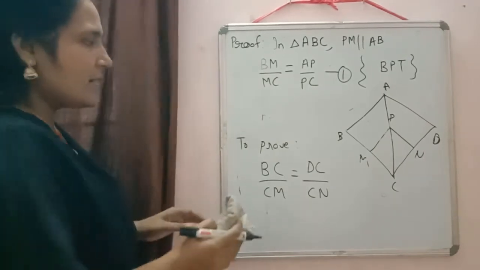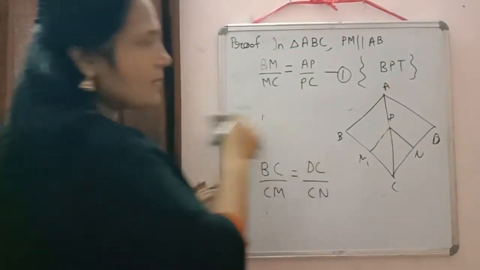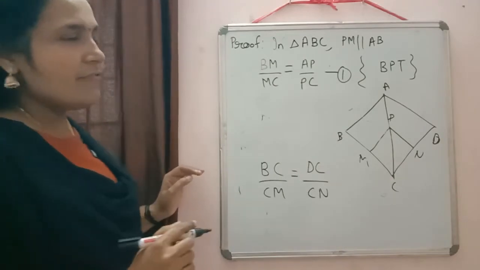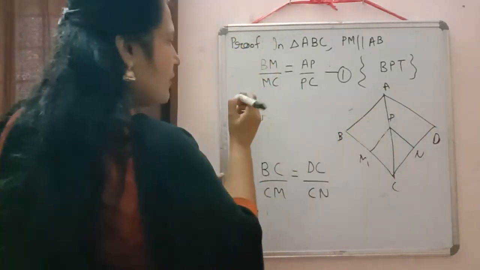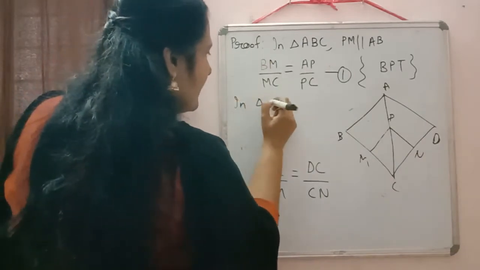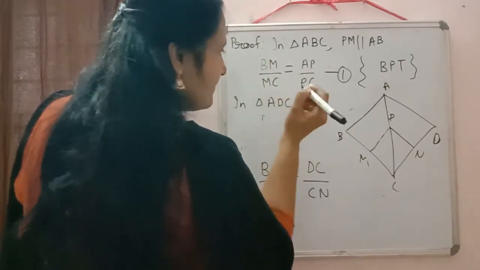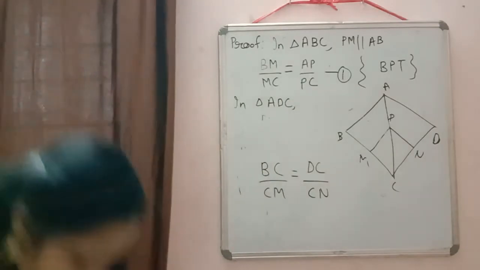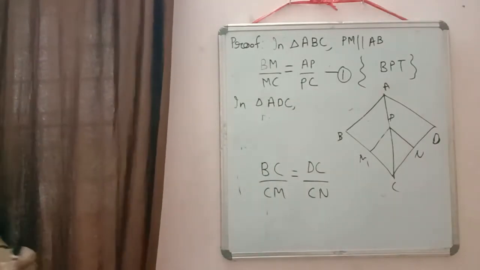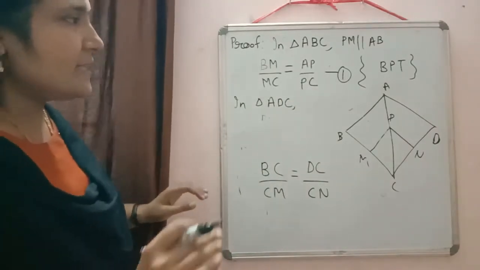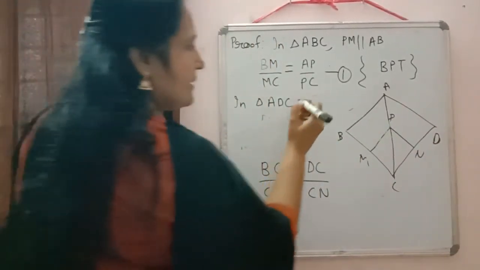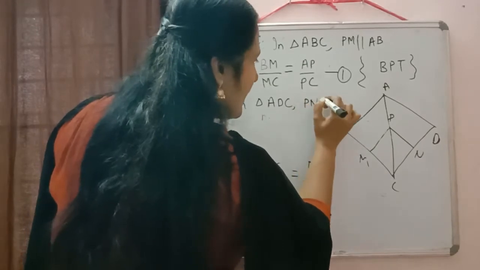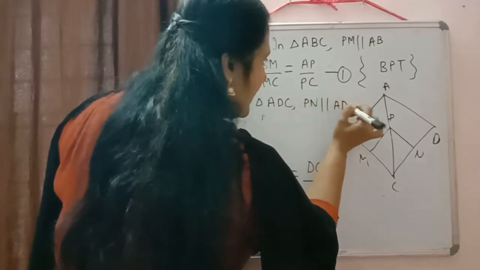Now similarly, we have one more triangle. Which one? Triangle ADC. Now we will write here, in triangle ADC. Can you tell me what the parallel side is in triangle ADC? Yes, in triangle ADC we have PN parallel to AD. So write down there, PN parallel to AD.